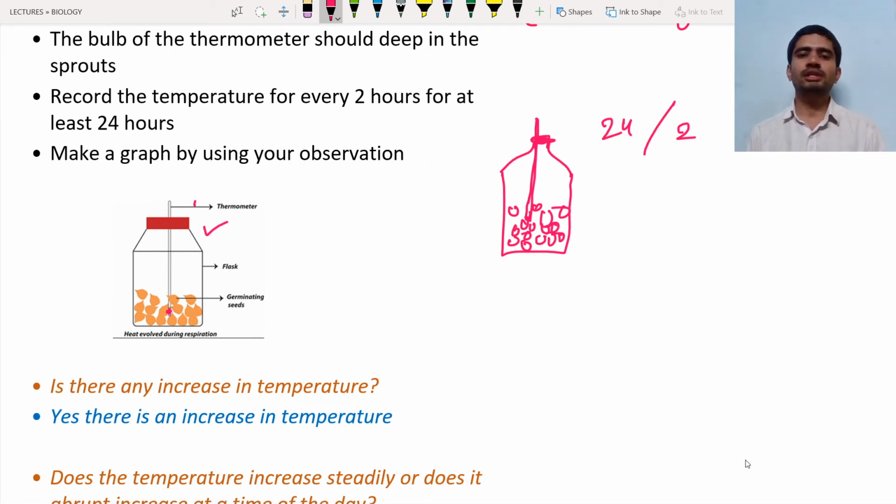This temperature is monitored with the help of the thermometer. Every 2 hours we have to take the reading of the thermometer. Then we have to draw a graph. We put temperature on the x-axis and time on the y-axis, or you can do it in the reverse direction also. No problem, the graph will be correct. If you plot the values, the graph looks like this. You can make the graph using your observations.